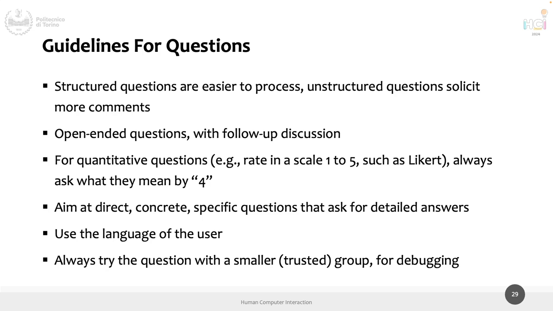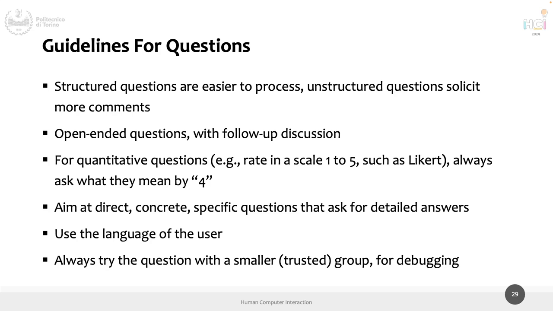For a quantitative question, you can ask: rate on a scale from 1 to 5, where 1 is extremely bad and 5 is extremely well. And if they say 4, you say, okay, what do you mean 4? Because 5 is extremely well, so 4 is well. What do you mean by well? And aim at direct, concrete, specific questions that ask for detailed answers, and use the language of the people. So if you're talking with primary school students, children, try to talk their language and not the university language.